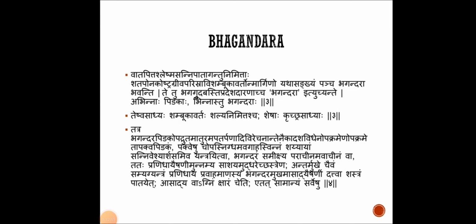Worms will be developing at that place, and from these openings, what happens? Flatus, urine, etc. will be coming out. This kind of Bhagandara is called Unmargi Bhagandara. Then another type is called Parikshepi Bhagandara, that is Vata Pradhana Bhagandara.